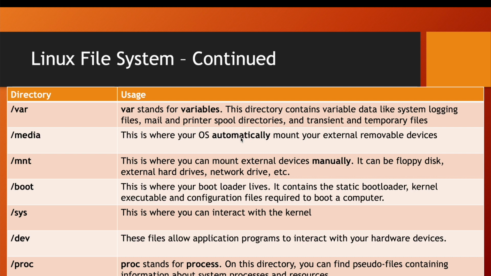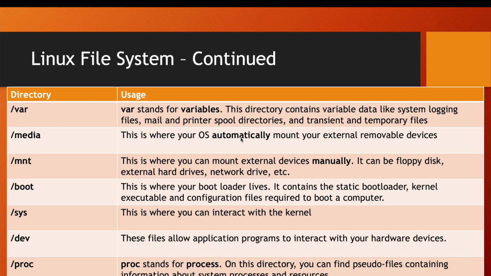/mnt is where you want to manually mount external devices. It can be a floppy disk, external hard drives, or a network drive. All those things, if you want to manually mount onto your Linux system, then /mnt is the point of contact and there you will mount it manually. So overall, /media and /mnt are basically the same. However, it is recommended to use /mnt for manual mounting and leave the media directory for the operating system itself.